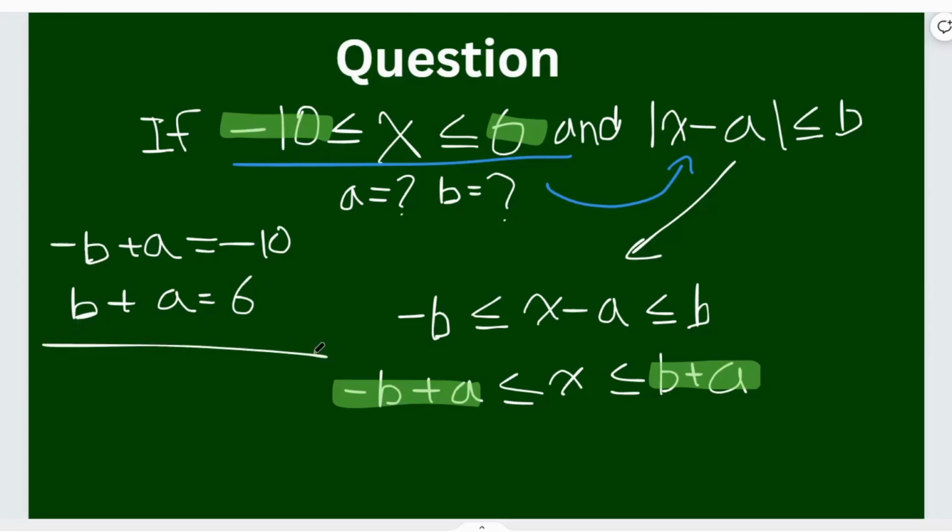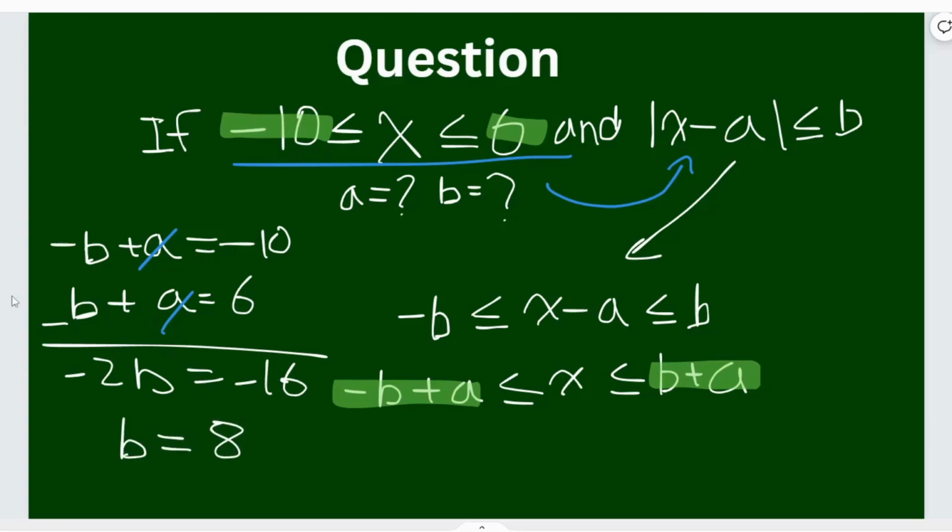We can do this. Here we can start off by subtracting the equations. So these cancel out, and negative b minus b is equal to negative 2b. And negative 10 minus 6 is equal to negative 16. And b would be equal to 8. So we know what b is.